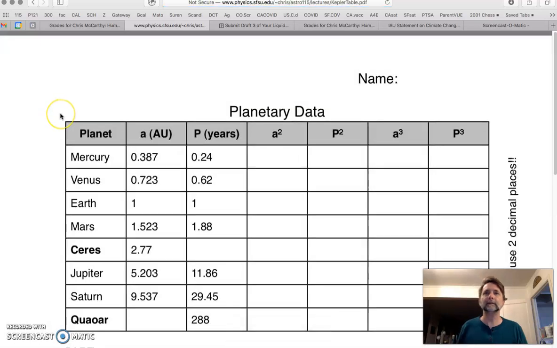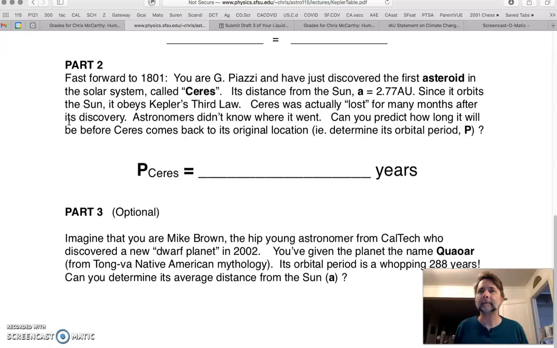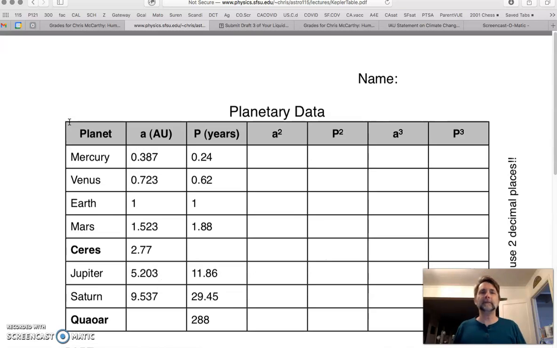If you click on that, you'll see this table along with some instructions further down. There's three parts to the exercise, so you should do all three. And the first thing you want to do is print out this table. It's an exercise in calculations and finding patterns. So you want to get out a calculator. You can use your cell phone calculator if you want.